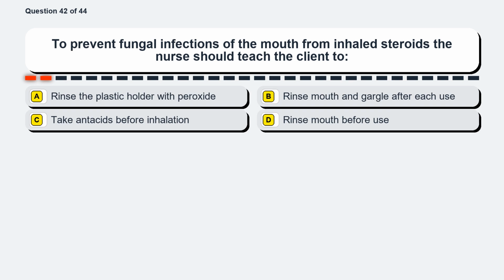Question 42. To prevent fungal infections of the mouth from inhaled steroids, the nurse should teach the client to: Option A, rinse the plastic holder with peroxide. Option B, rinse mouth and gargle after each use. Option C, take antacids before inhalation. Option D, rinse mouth before use.